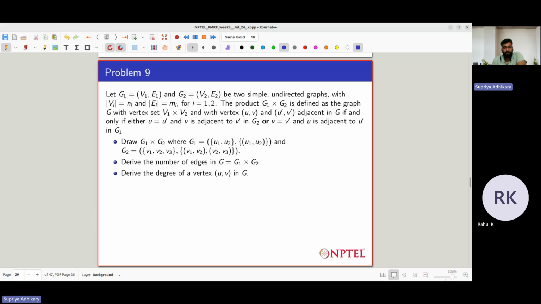And this is defined as this. We consider the vertex set of this new graph as V1 cross V2, that is the Cartesian product of these two sets, V1 and V2. And we say that two vertices (u, v) and (u', v') are adjacent in the graph G if and only if u is equal to u' and v is adjacent to v', or we have that v is equal to v' and u is adjacent to u'.